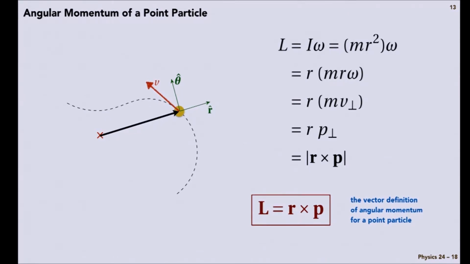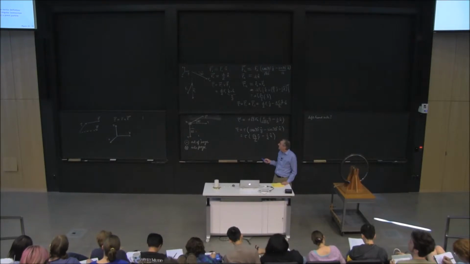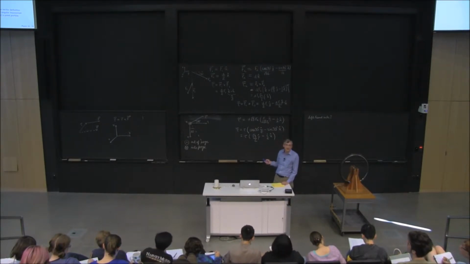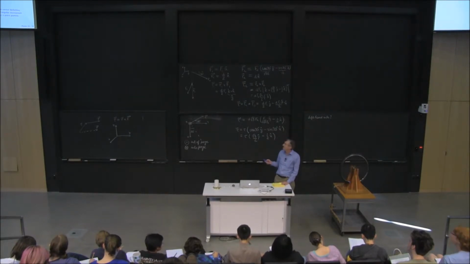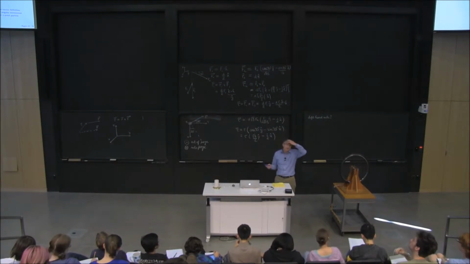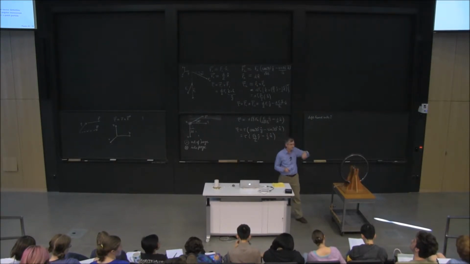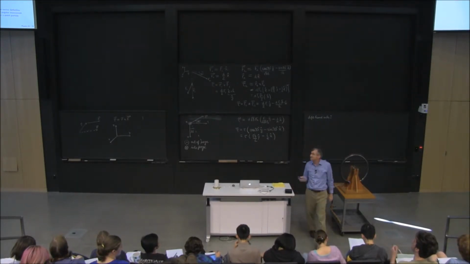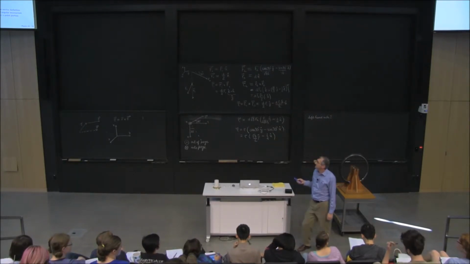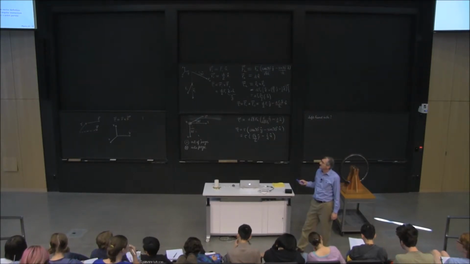Okay, and once again, r is the vector that goes from whatever is the origin that you've picked for calculating angular momentum out to the particle. Yes, sir? Does that only work for point particles or rigid body? Right, so then he's wondering, does that only work for point particles? And the answer is yes.